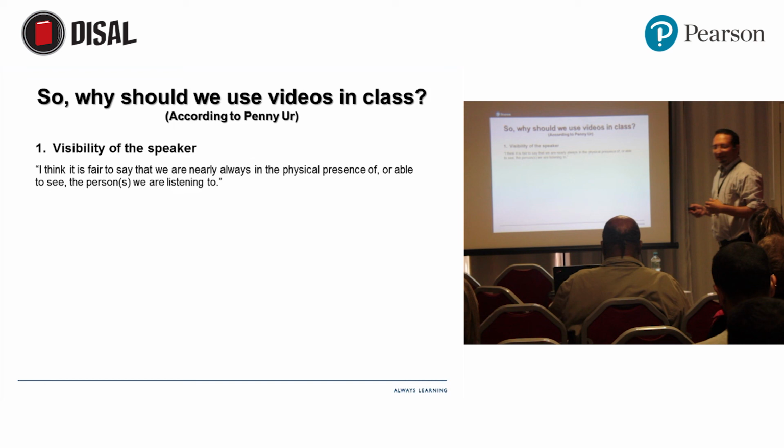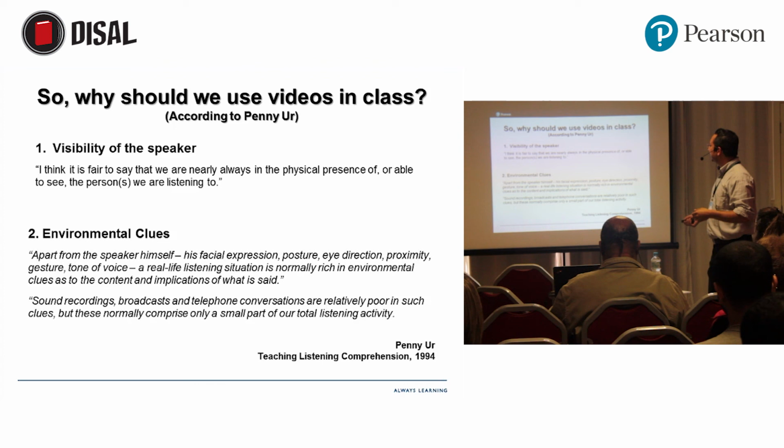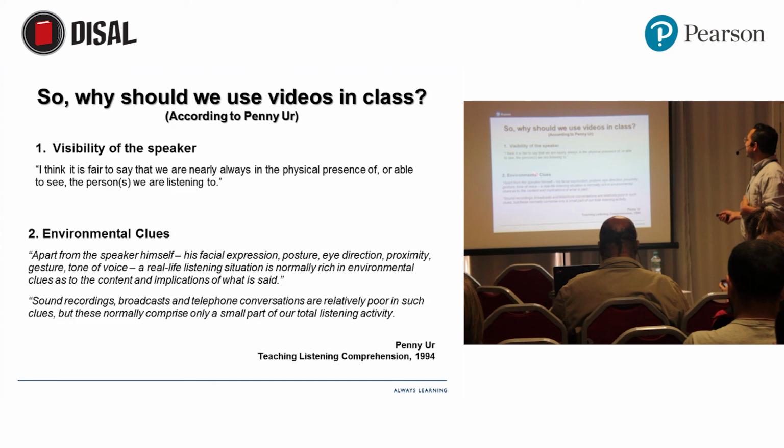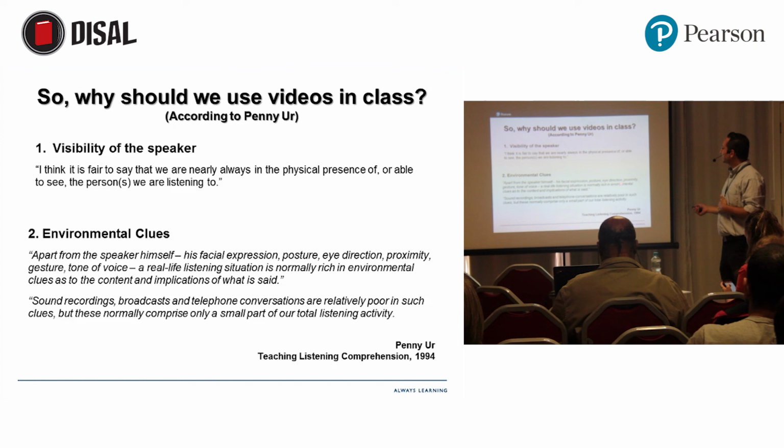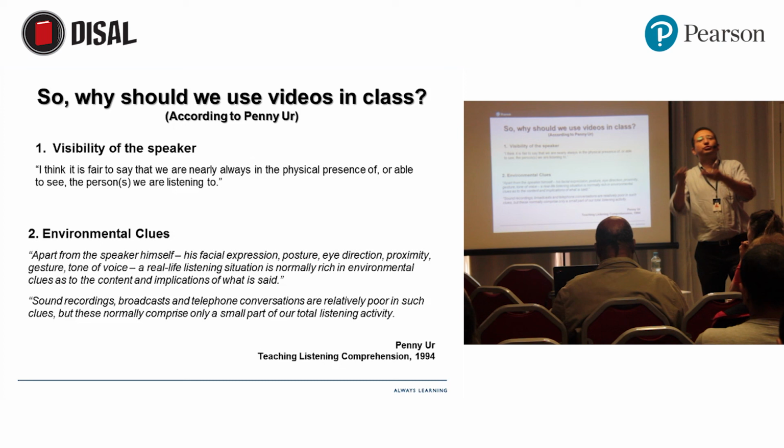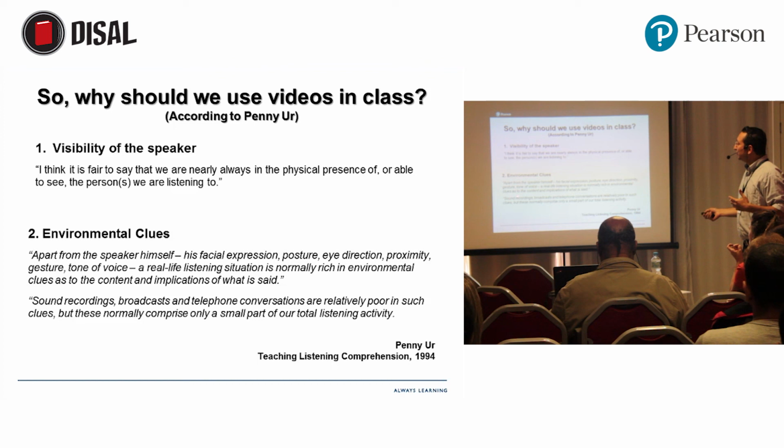So what she's saying about the visibility of the speaker, and she goes on to talk about environmental clues, which is another reason for using authentic videos. Apart from the speaker himself, his facial expression, posture, eye direction, proximity, gesture, tone of voice. A real life listening situation is normally rich in environmental clues as to the content and implication of what is said. And the kind of listening that we used to do in the classroom, I'm not sure we still do it, sound recordings, broadcasts, and telephone conversations are relatively poor in such clues. But these normally comprise only a small part of our total listening activity.